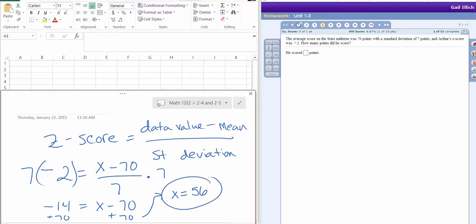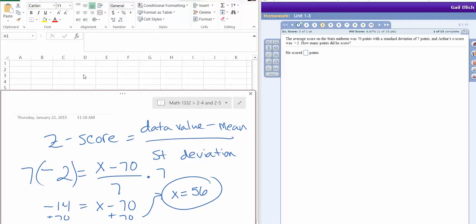So he did worse on the test because a -2 means he did 2 standard deviations below the average score. The average score was 70, and he did 2 standard deviations below. So 70 minus 14, because 1 standard deviation was 7, so 2 standard deviations would be 14. 70 minus 14 is 56.